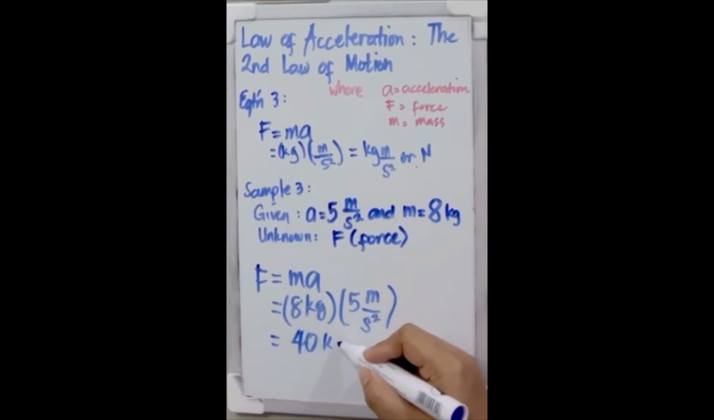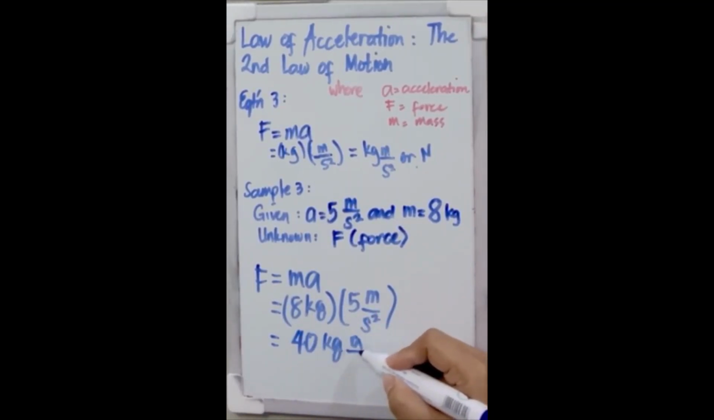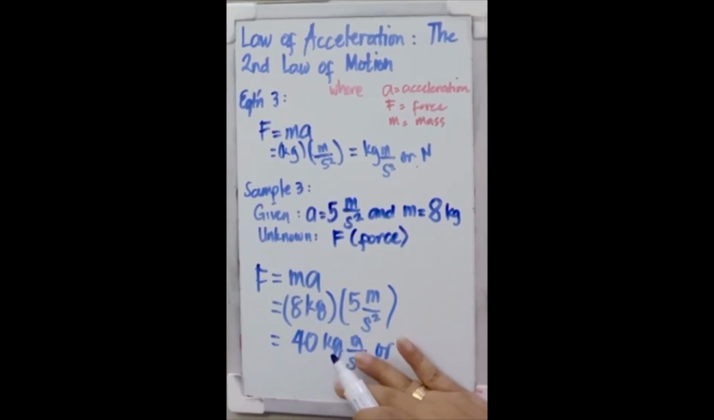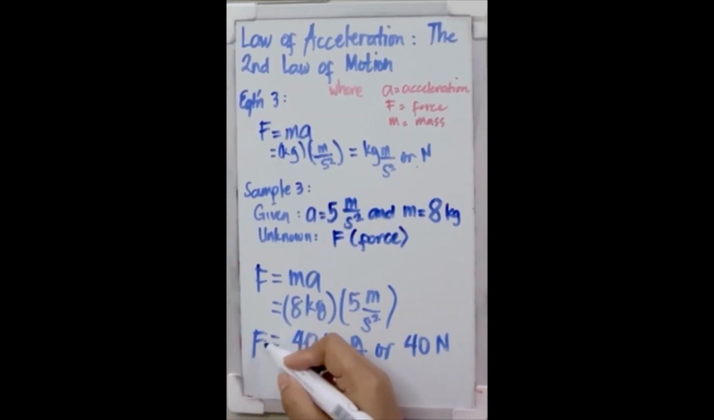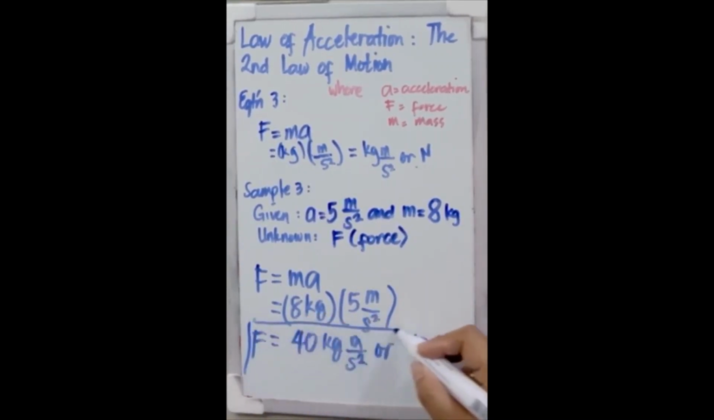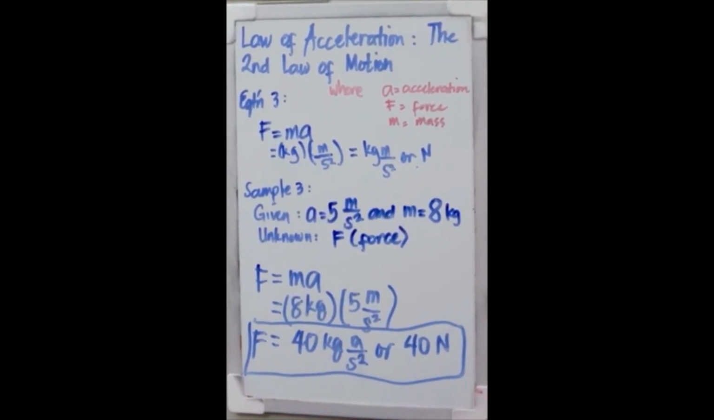And then you just copy kilogram meter per second squared, or you can just write 40 newtons. So this is your answer: 40 kilogram meter per second squared, or 40 newtons.